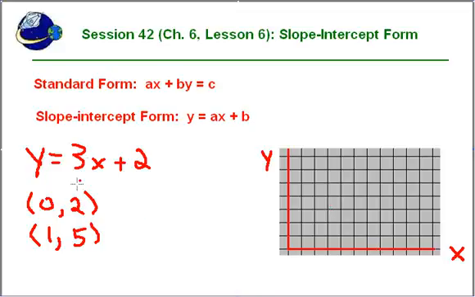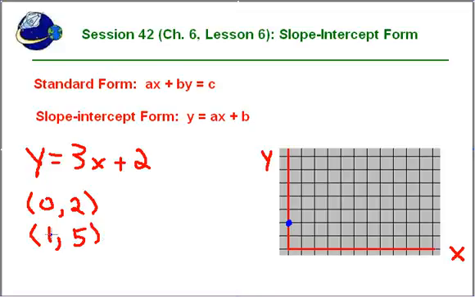Well, let's go ahead and choose x to be 0. Let's place this 0 back in the equation. 3 times 0 is 0. 0 plus 2 is 2. When x is 0, y equals 2. And so that's where that 2 came from there. So let's go ahead and plot our first point. Our first point is x 0, y 2. So that's that point right there.